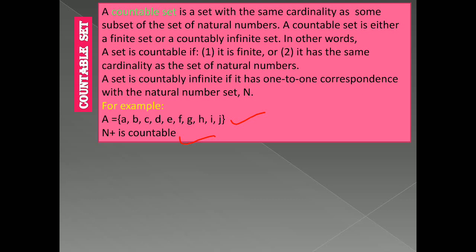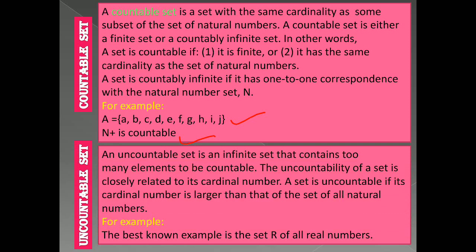Now, let's talk about uncountable set. The definition of uncountable set is as follow. An uncountable set is an infinite set that contains too many elements to be countable. The uncountability of a set is closely related to its cardinal number. A set is uncountable if its cardinal number is larger than that of the set of all natural numbers.